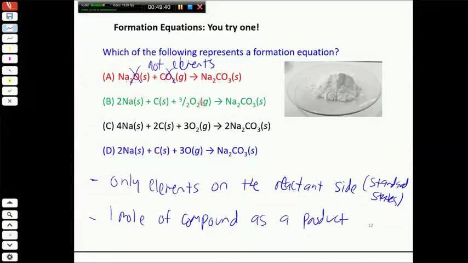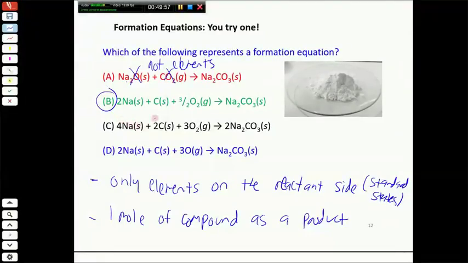And all the reactants are elements. Everything's correctly balanced. Everything's correctly in the standard state: solid for sodium and carbon, gas for oxygen. And so this one looks like the one that's going to be correct, because it has the correct form for a formation equation. If we look at the other ones, let's see what the problems with these are.